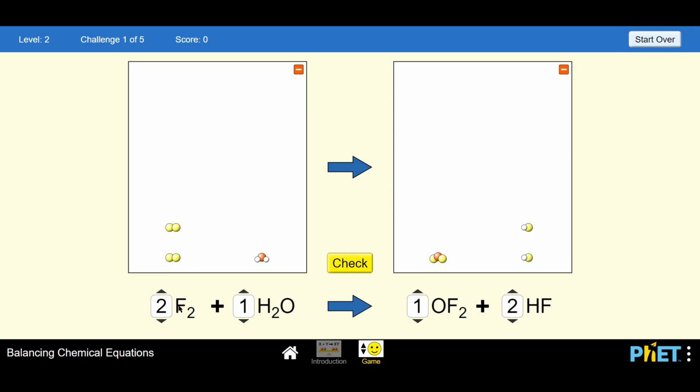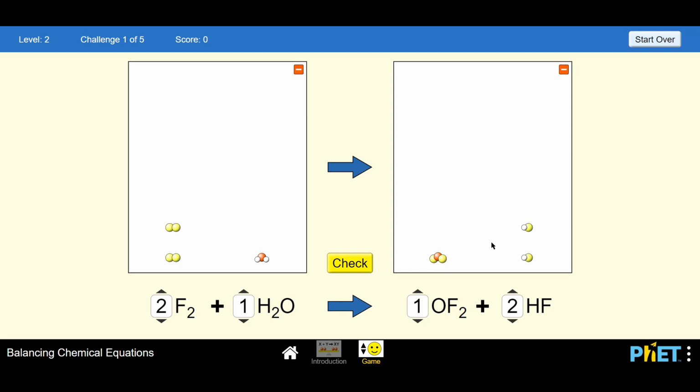And when I add another F2 molecule, I now have 1, 2, 3, 4 on the left and 1, 2, 3, 4 on the right. So the yellow atoms, the fluorine atoms, are balanced. If I again check the oxygen atoms, there's one red atom on the left and one red atom on the right. And lastly, the hydrogen atoms, there's 1, 2 here, and there's 1, 2 here. And so what we've done is, by changing the coefficients, we balanced the chemical equation.